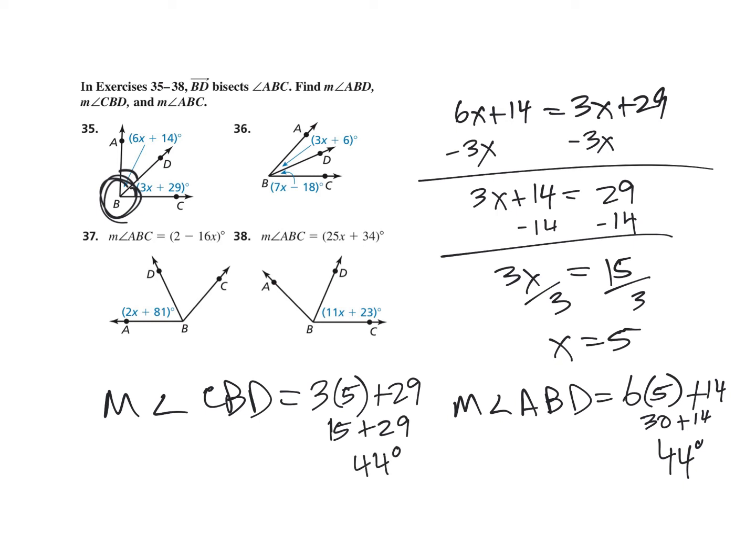Now it's a bisector. We should have known that before we even did it. They're both the same. And then it also wants to know the measure of angle ABC. The whole thing, that's 88 degrees. Notice it's not 90. You would have been incorrect if you would have set those equal to 90 degrees.